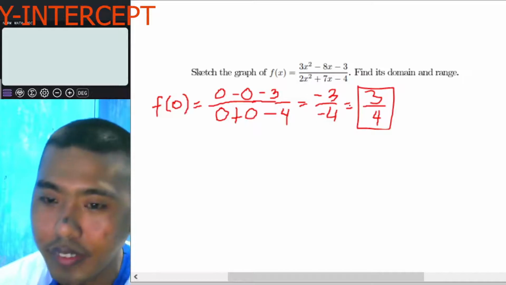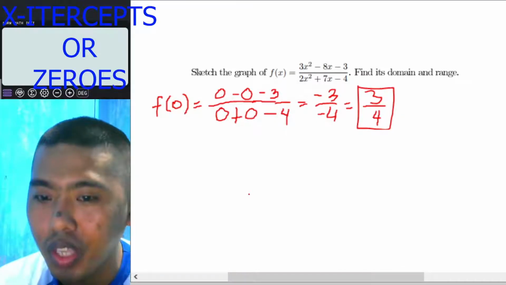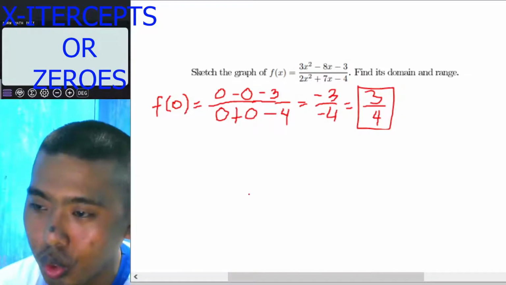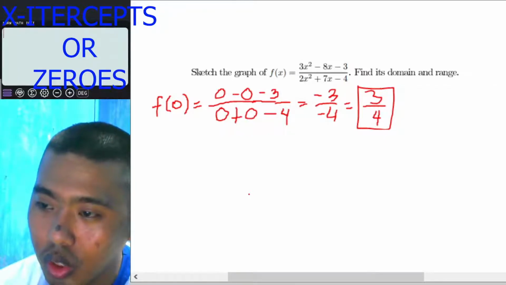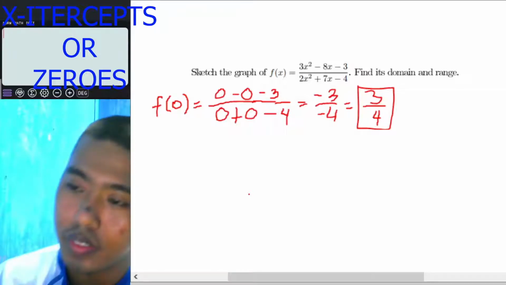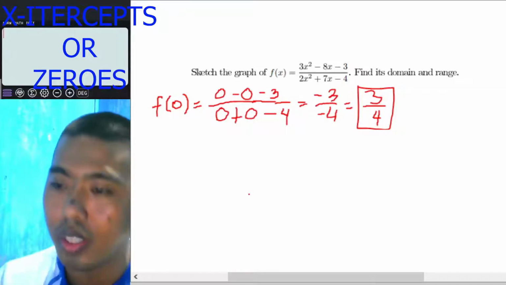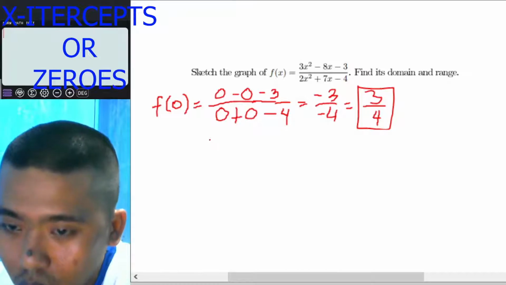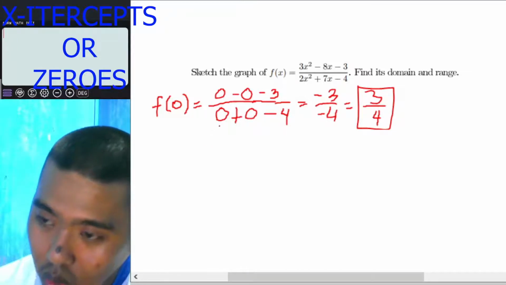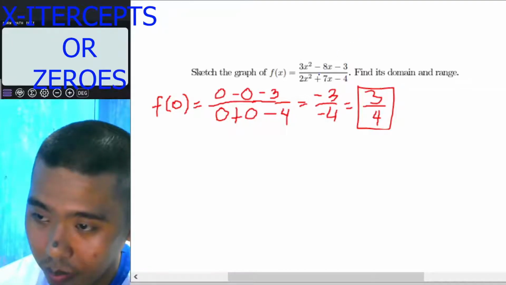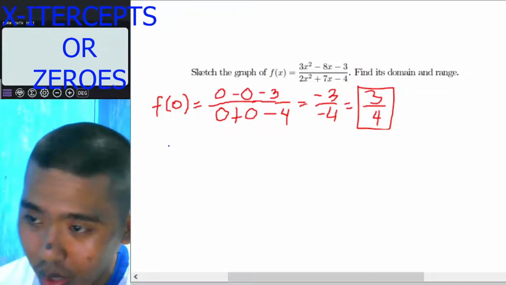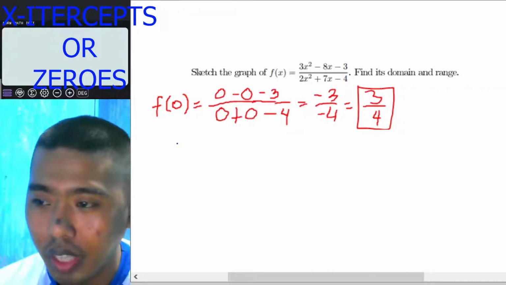Let's proceed to our x-intercept. To answer the x-intercept, we need to focus on the numerator to make this function become 0, or should I say the result would become 0. So this is what we're gonna do. Make the numerator of this function become 0. So we have 3x squared minus 8x minus 3.